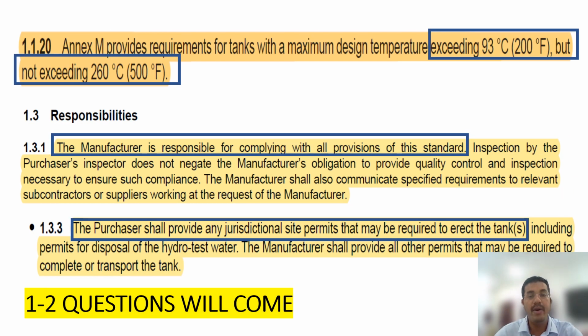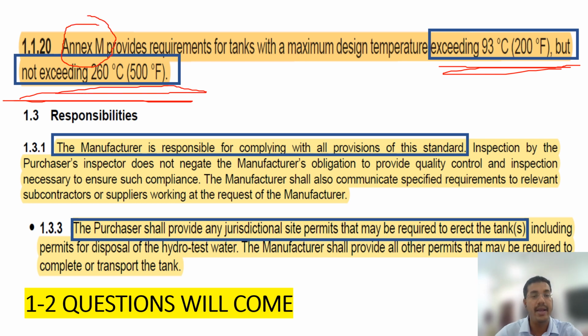Annexure M provides requirements for tanks with a maximum design temperature exceeding 200 F but not exceeding 500 F. This is a question you have to remember, my friends. Most of the time it came in the exam. Annexure M. Okay. Responsibilities.